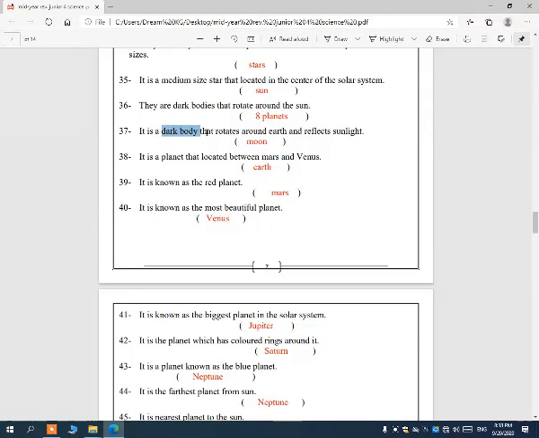It is a dark body that rotates around the earth and reflects the sunlight. Who is moving around the earth and never leaves it? Moon. And also the moon reflects the sunlight.